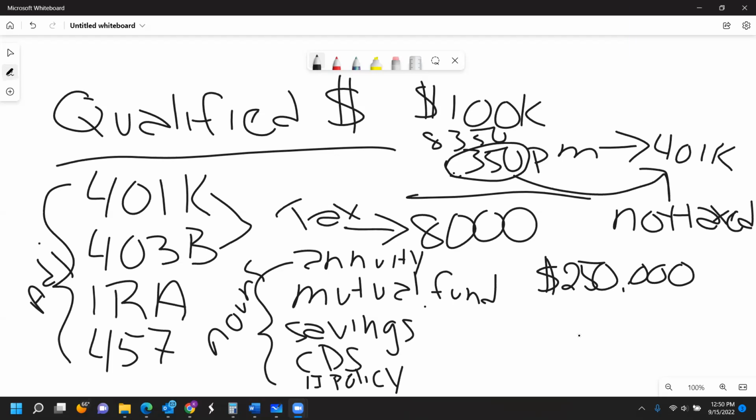Correct. So if it's in the market, is it guaranteed? No. So it's subject to risk, right? Yes. So are we guaranteed to have that $250,000 in 40 years when we retire? No. Could it go down? Yes. Could it go up, too. I want you guys to think about this for a second.